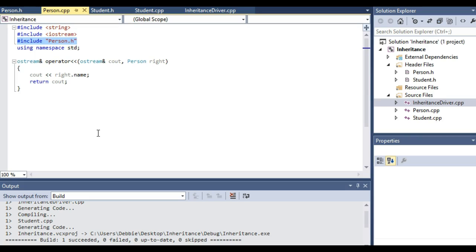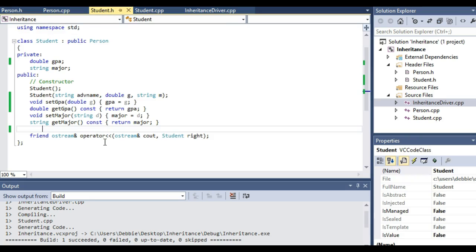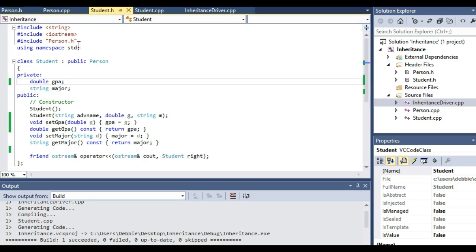Now we're going to take a look at our derived class. That's the student class. So you can see here it has to include person.h because that's my base class, so that's important. And that's in student.h, it has to include person.h. So what's going to happen here, class student colon public person. The student class is going to inherit from the person class. The inheritance is going to be public.